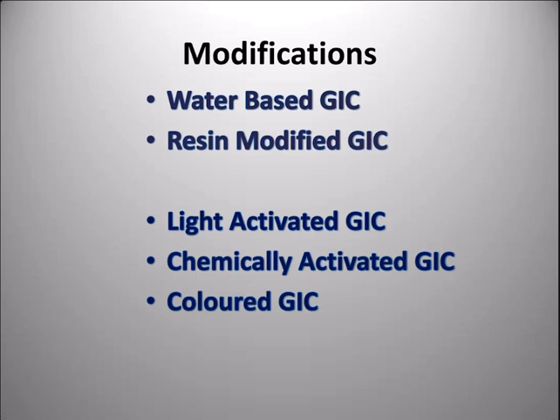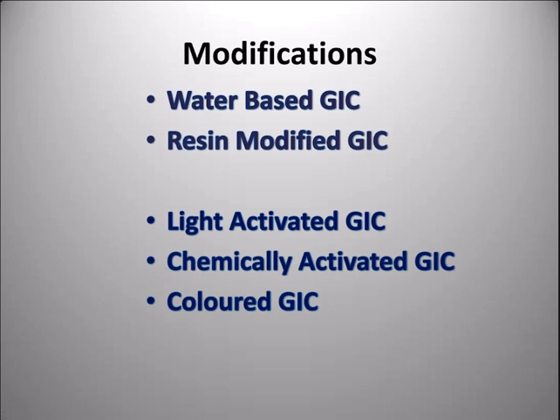So the first modification is water based GIC. You should know that the cement liquid is usually a polyacrylic acid, a copolymer with itaconic acid, tartaric acid, malic acid. I'm sure you must have learned this in your operative dentistry class, but that is the acid. And the powder is usually calcium aluminum fluorosilicate glass. It is an acid based reaction when this powder is mixed with the acid.